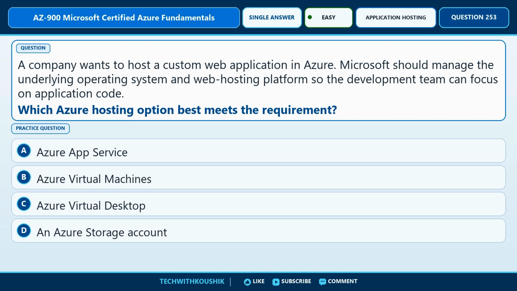Watch the differences between these options. Now examine choice A, Azure App Service. Now examine choice B, Azure Virtual Machines. Now examine choice C, Azure Virtual Desktop. Now examine choice D, an Azure Storage Account.